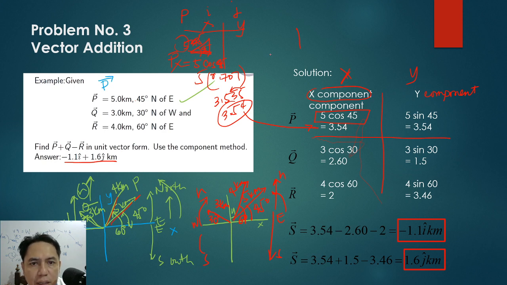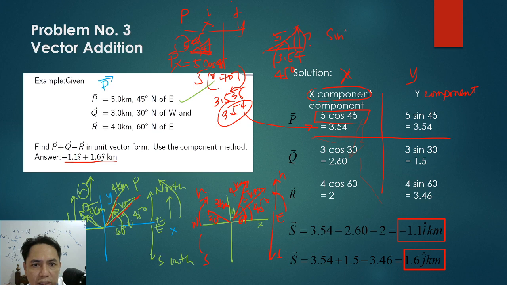If we are given a right triangle like this, we know that this is the 5, the hypotenuse, and this is the x component. We already solved this, 3.54, right? We don't know this side, but we know the angle, which is 45 degrees.